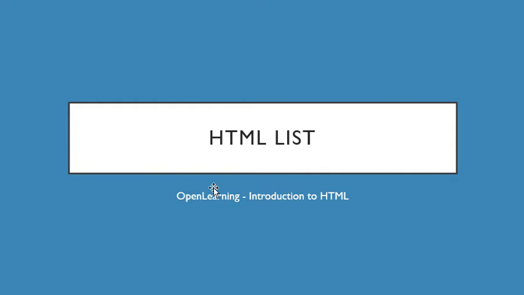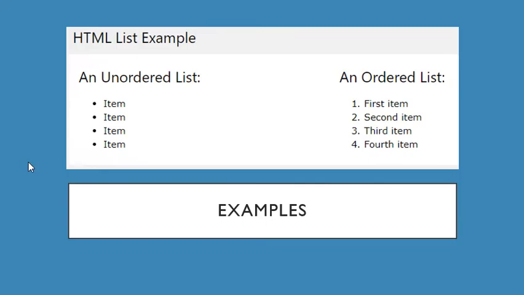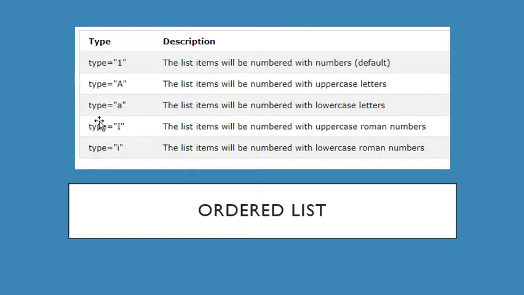So for these notes, we will go deeper on HTML lists. First, these are the examples for unordered lists and ordered lists, as I mentioned in the previous notes. Unordered lists will display with dotted icons, and ordered lists will display in numbers. And for the ordered list, the way the numbers are displayed depends on the type.